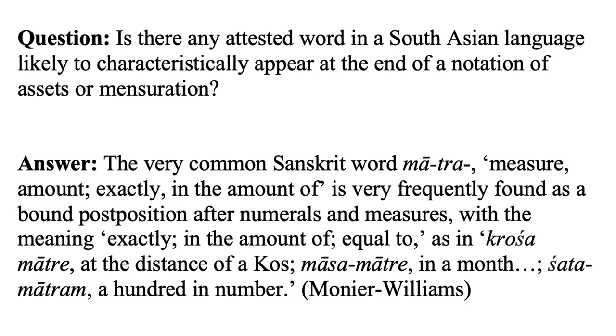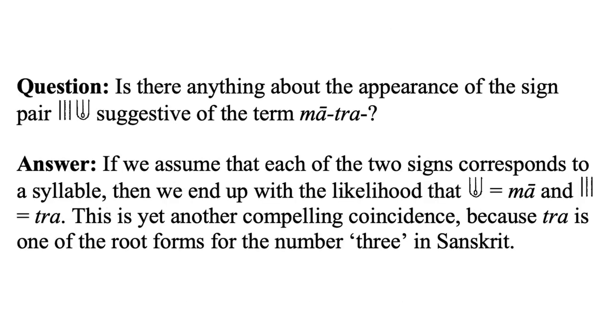So this is interesting, but there's more of interest. And that is, here's a secondary question, is there anything about the appearance of the sign pair, this sign pair here, right, that's suggestive of the term matra? Well, there kind of is, because if we assume that each of the two signs corresponds to a single syllable, then we end up with the likelihood that this one corresponds to ma, and the three vertical strokes corresponds to tra. And the interesting thing about that is that tra in Sanskrit happens to be one of the two roots that means three, the number three.